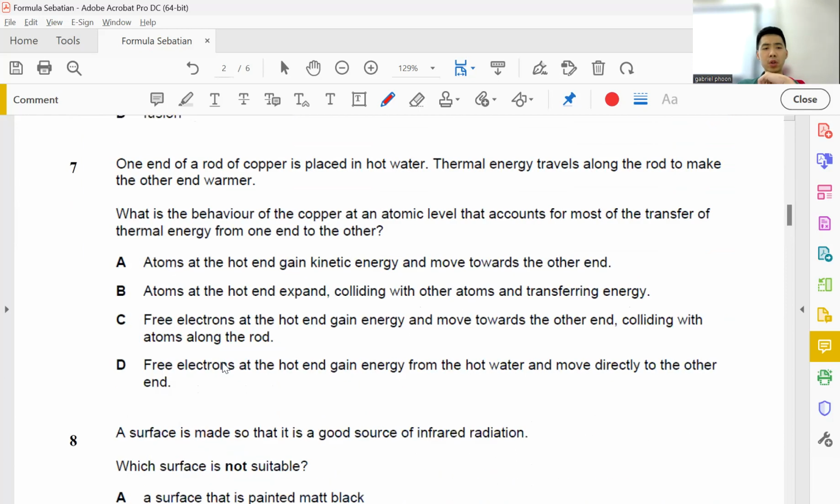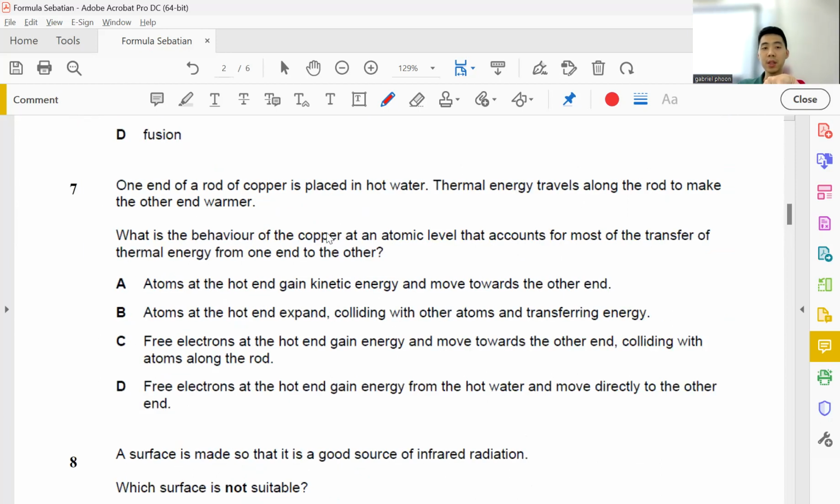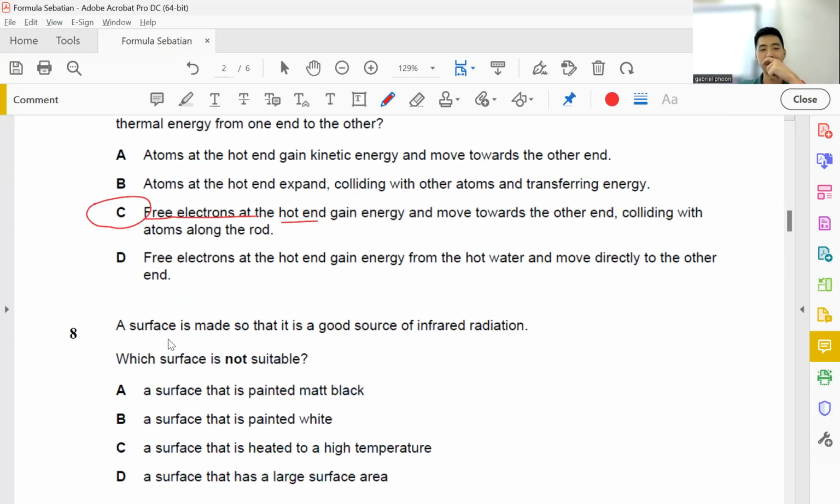Okay, then after that, question number 7. This one, you see, this one is the one with the metal, right? The copper one, right? Then you must mention the free electrons, right? And collide, move towards the other end. Yeah, this one for sure is C. Okay, and then how do you get question number 8 wrong? Oh, this one.